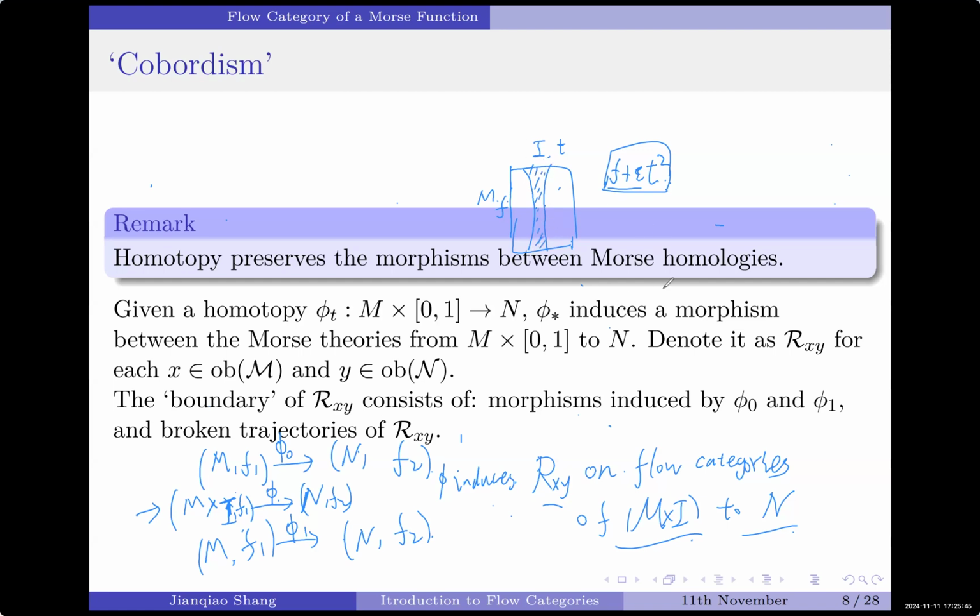So that's why I said that the boundary, oh sorry, I hit the wrong direction. So the gradient flow looks like this. So that's why I said that your Rxy has a boundary of the zero level and the one level. So does this answer your question? Okay. Yeah, thanks.